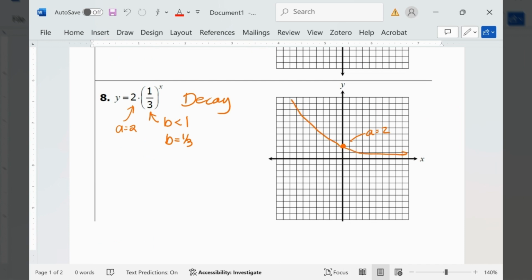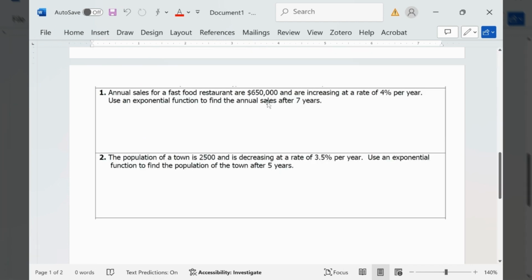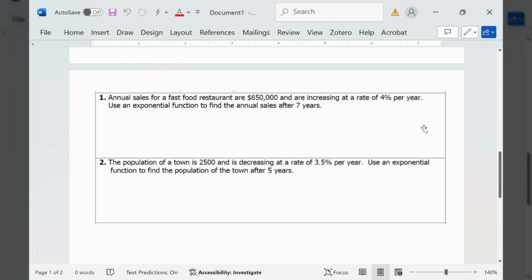Okay, so the graph is going down. Okay, let me erase this. So the graph is going down. Okay, so that's the graph of decay. Okay, let's go on to the next few questions that might be asked during the test.